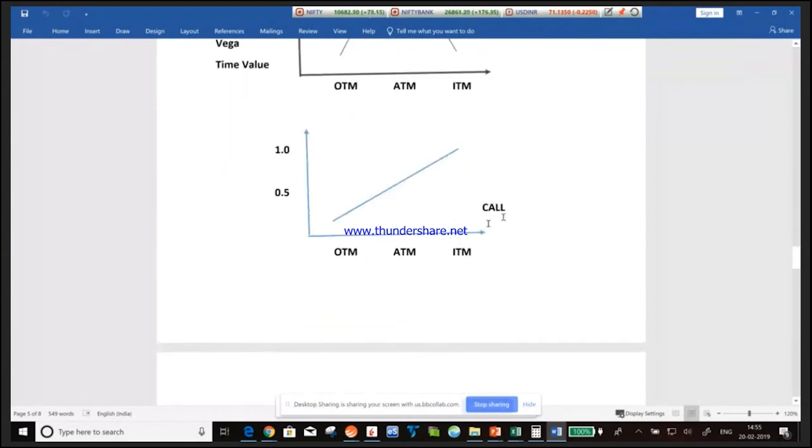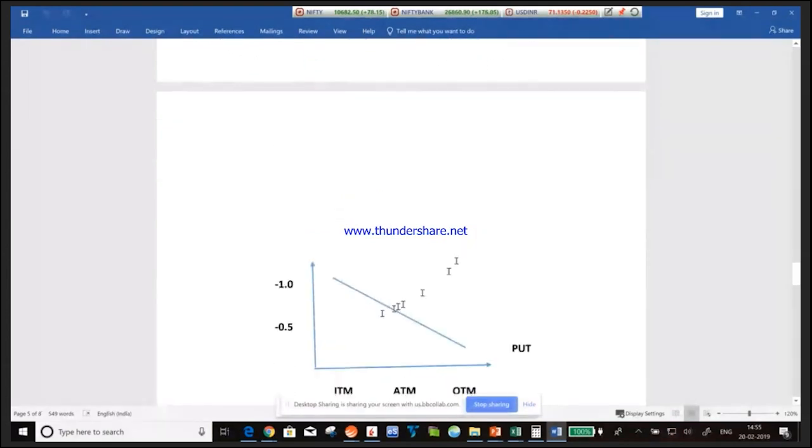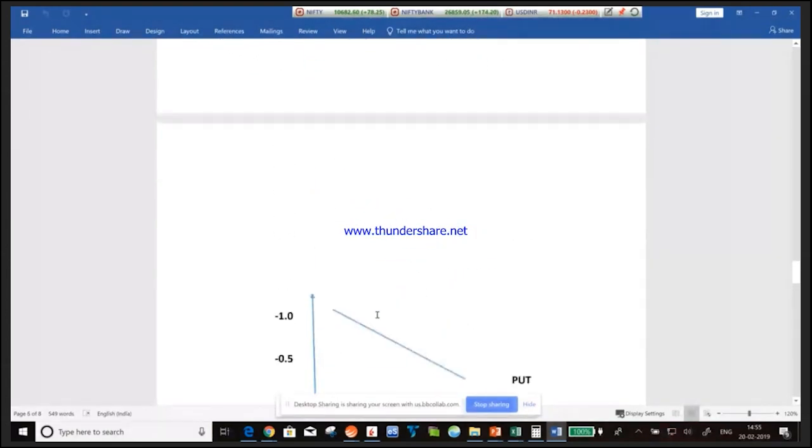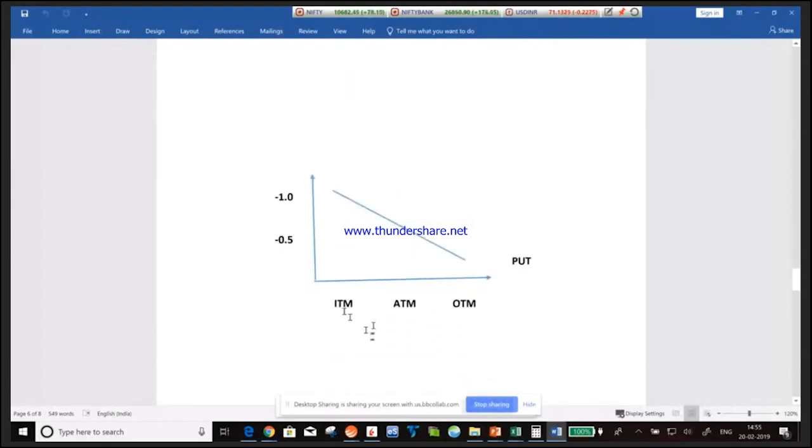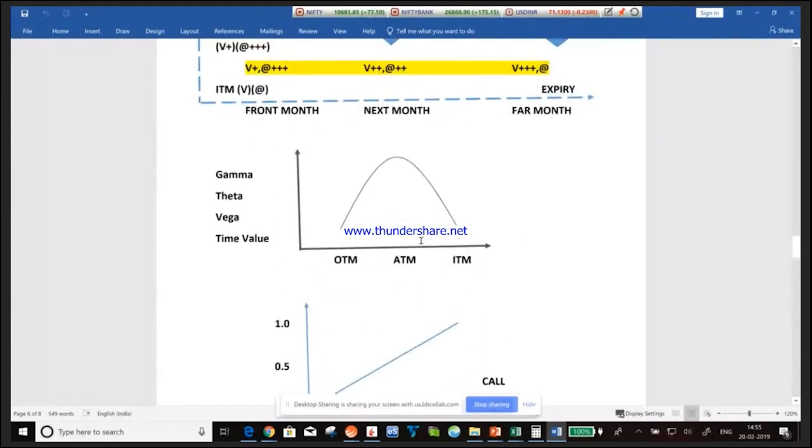And this is how the delta one is. This is the call delta and this is the put delta. Clear? So these graphs will help you understand with respect to moneyness, and this is with respect to the other Greeks and moneyness. Again, a simple.